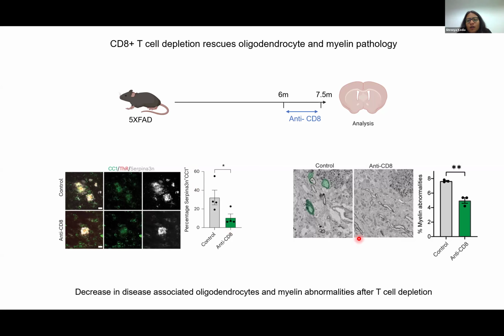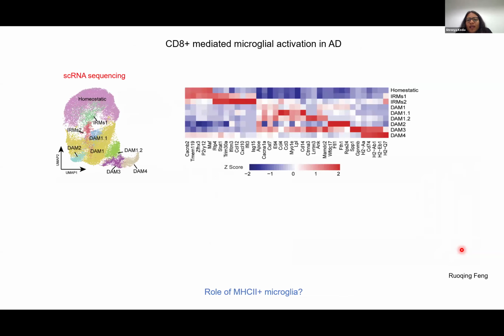Additionally, we wanted to look at myelin abnormalities in these animals, so we again performed scanning electron microscopy and noticed that the myelin abnormalities were much lower after T cell depletion. This shows that T cell depletion was able to successfully rescue some of the oligodendrocyte and myelin pathology that we observed in this model.